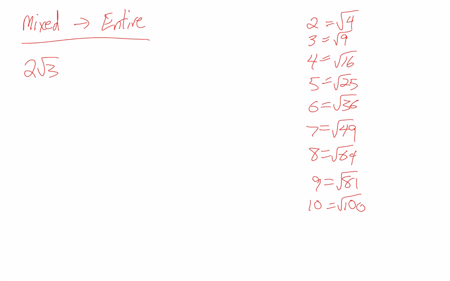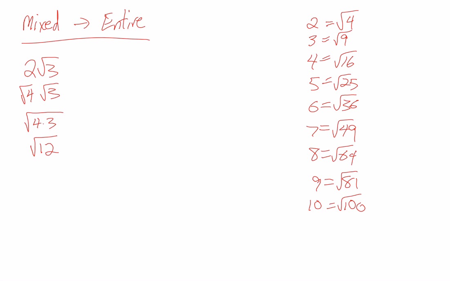Okay, so there's our start of our perfect root list. What we want to do when we convert is change the whole number to a square root number. So 2, we could change that to root 4, right? Because 2 is the same thing as square root of 4, times square root of 3. And when we multiply radicals like this, that's the exact same thing as 4 times 3 under one square root, which would then be 12.